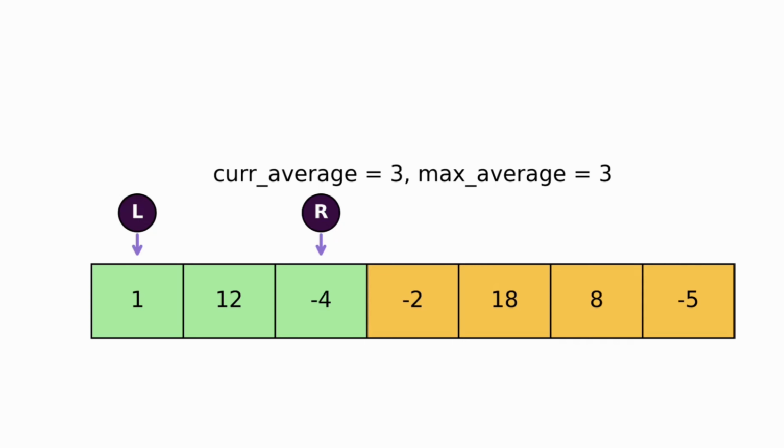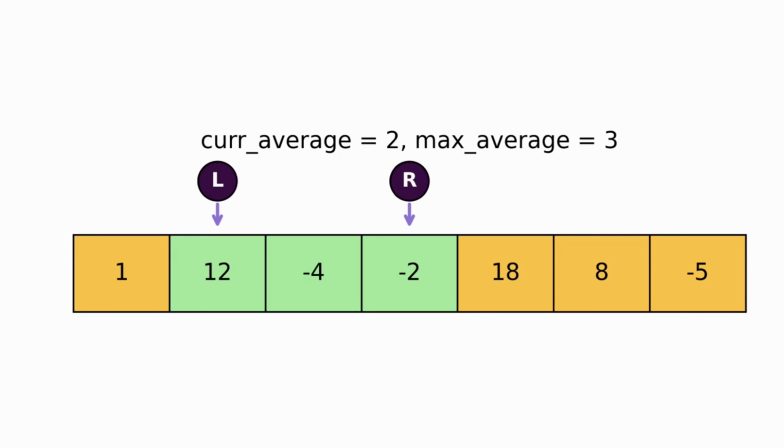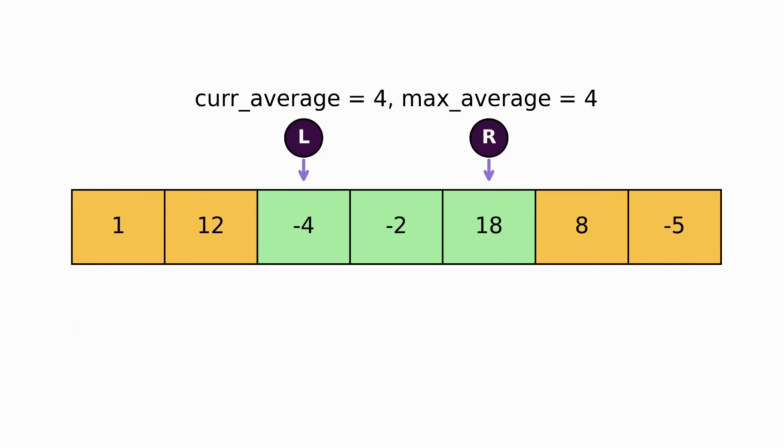So then we increase the left pointer by 1, right pointer by 1. And then you can see at the second window, the current average is 2, the maximum average is 3, which is related to the previous window. And then we increase left pointer again, right pointer. We can see that our current average is 4.